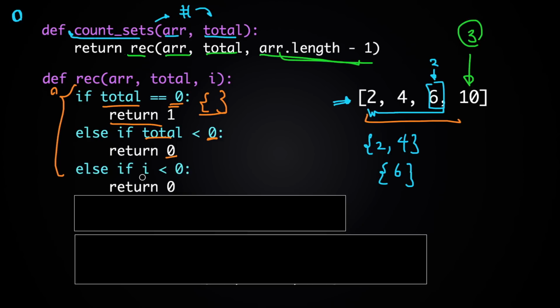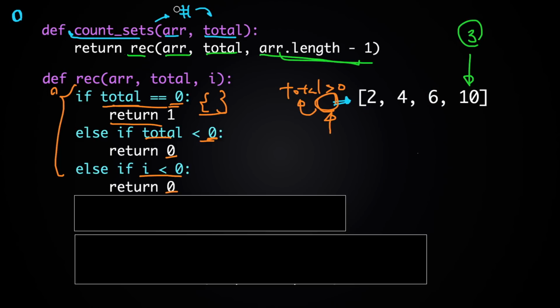And if i is less than 0, that would mean i is already outside of this array. And since we know that total is neither 0 nor less than 0, total here is a positive number. And since we don't have any more numbers to create a subset with that add up to hopefully total, we'll just return 0. And if none of these cases are true, we'll then go to our recursive cases.